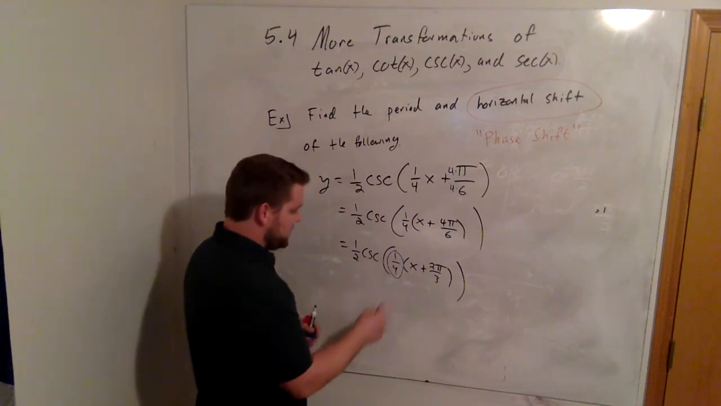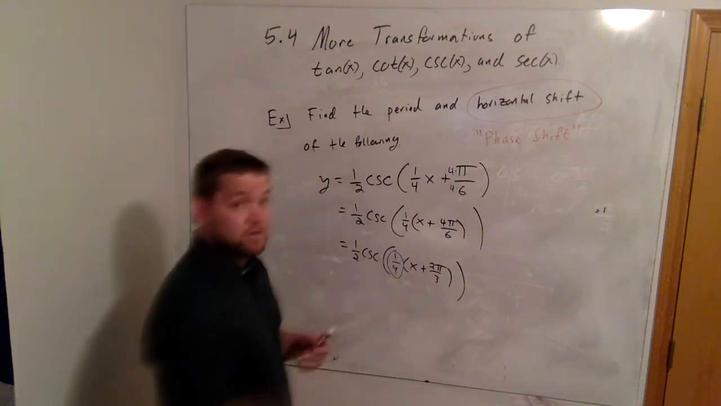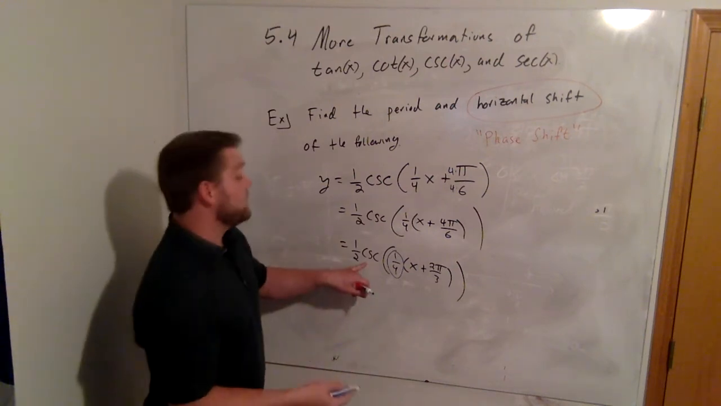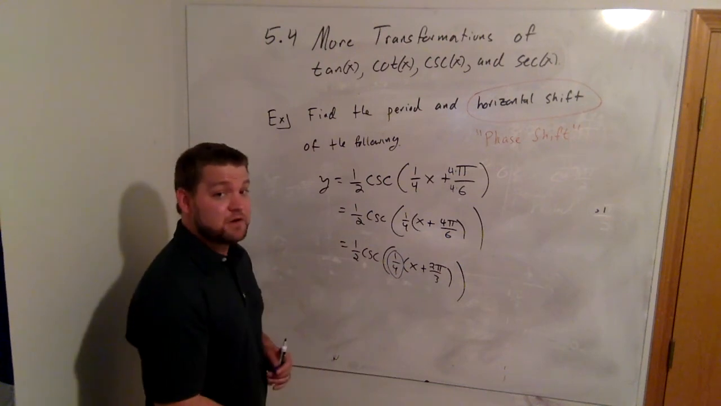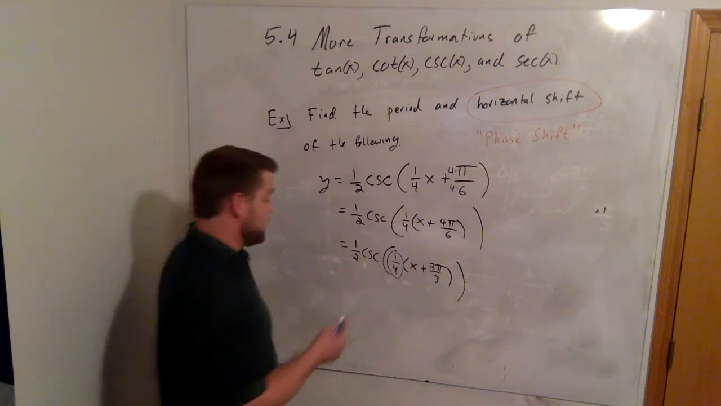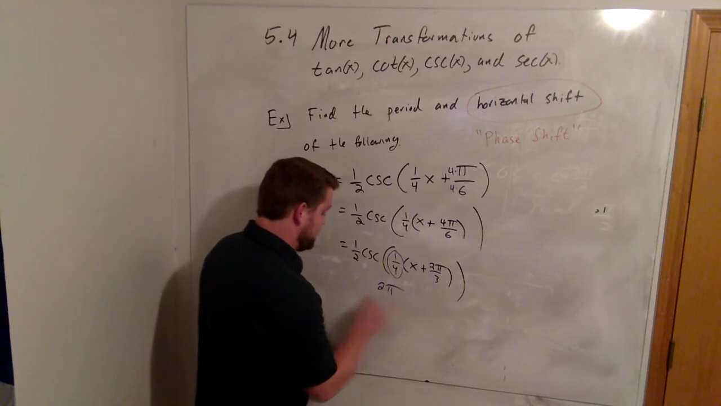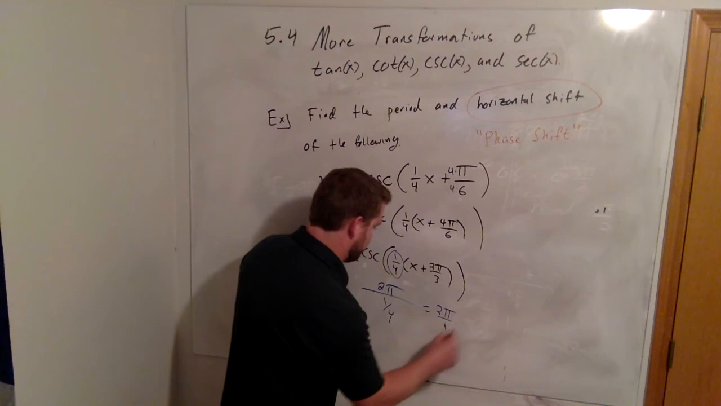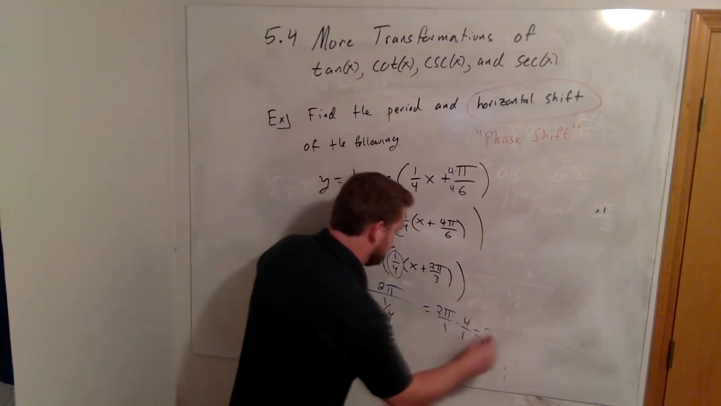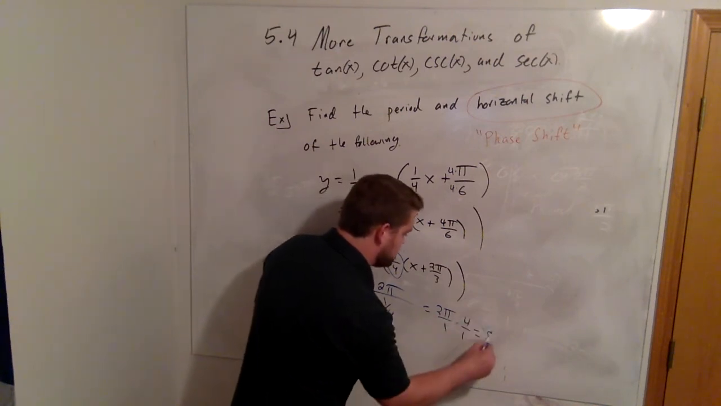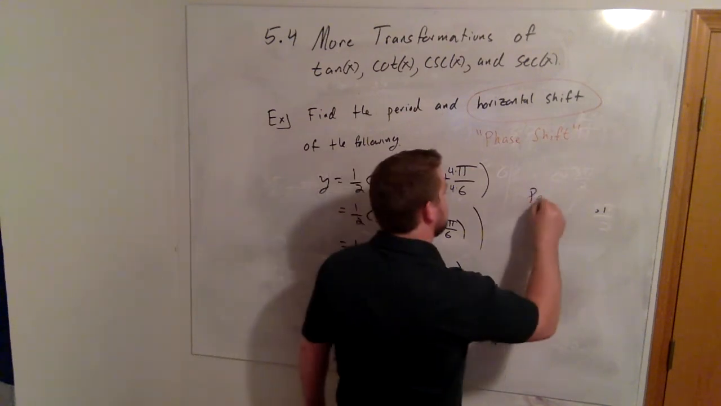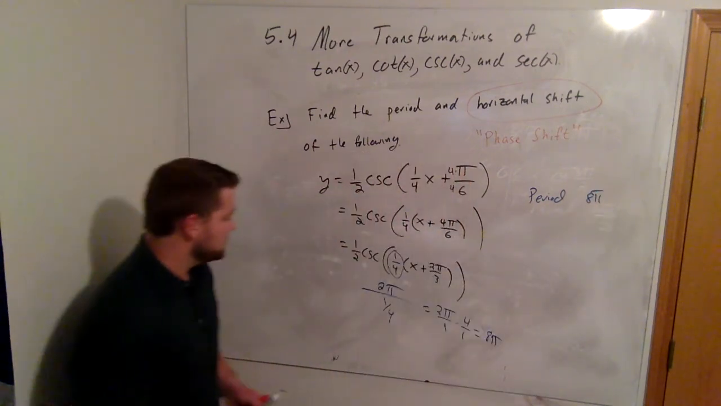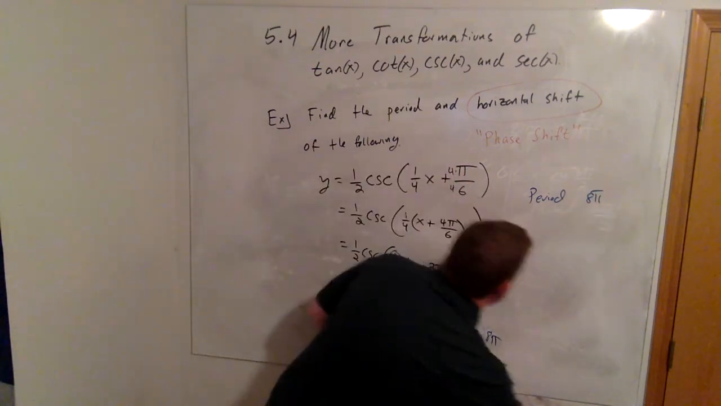Okay, so let's take a look at this 1/4. What we want here is, for cosecant, remember the period of cosecant is 2 pi. That's because cosecant is a reciprocal of sine. Since sine has a period of 2 pi, cosecant also has a period of 2 pi. So we're going to take 2 pi and divide that by 1/4, which is the same thing as 2 pi over 1 times 4 over 1, or we have a period of 8 pi.